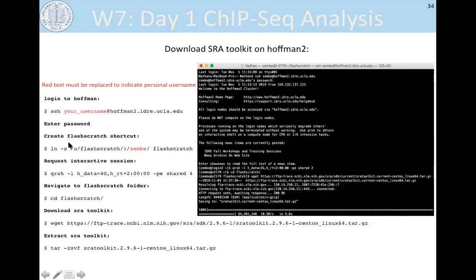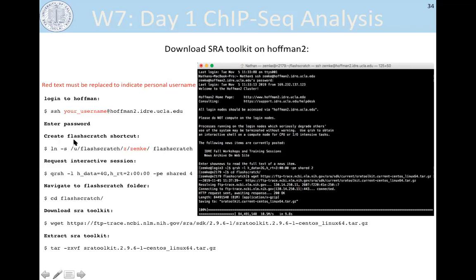So what I like to do is work from the Flash Scratch folder, which is probably going to be necessary for this workshop. In case you don't know, this is a folder that's given to every Hoffman user, which I believe has 2 terabytes of storage. So this is the pathway to that folder. Of course, this isn't going to be your folder. This is my username. To get to your Flash Scratch folder, it's going to be the first letter of your username followed by your username.